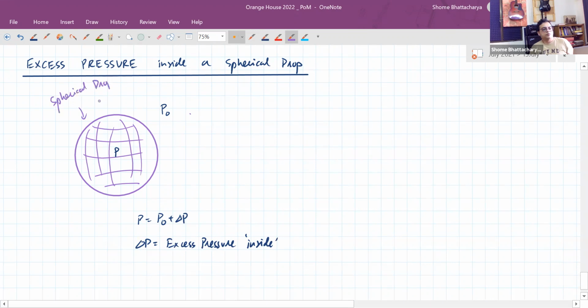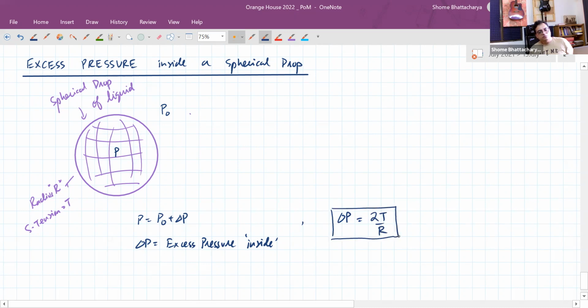Okay, so this is a spherical drop of liquid, and that liquid has surface tension T. So this excess pressure is given by the formula. So this drop has radius capital R, and the surface tension of the liquid is equal to capital T. Then the excess pressure is given by the formula 2T by R. Now we'll see the justification of this formula also through a derivation, but much more important is to remember the formula for direct application.